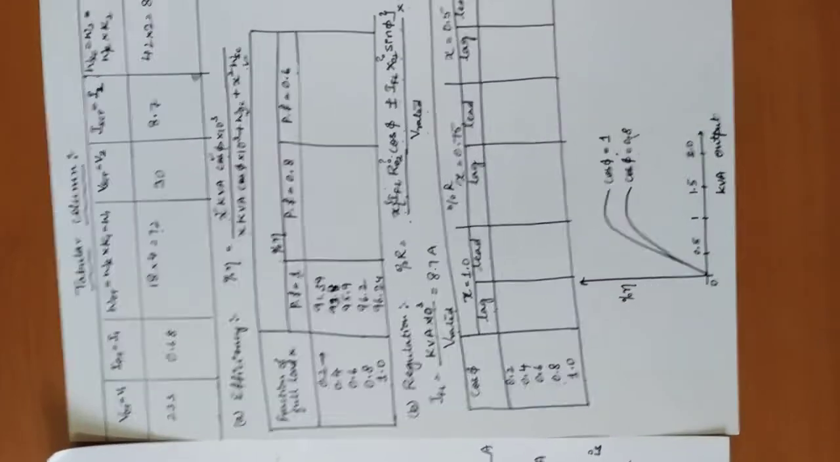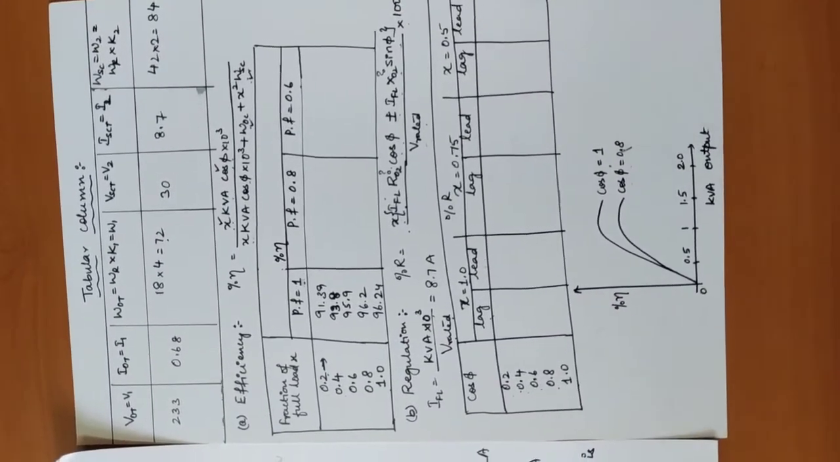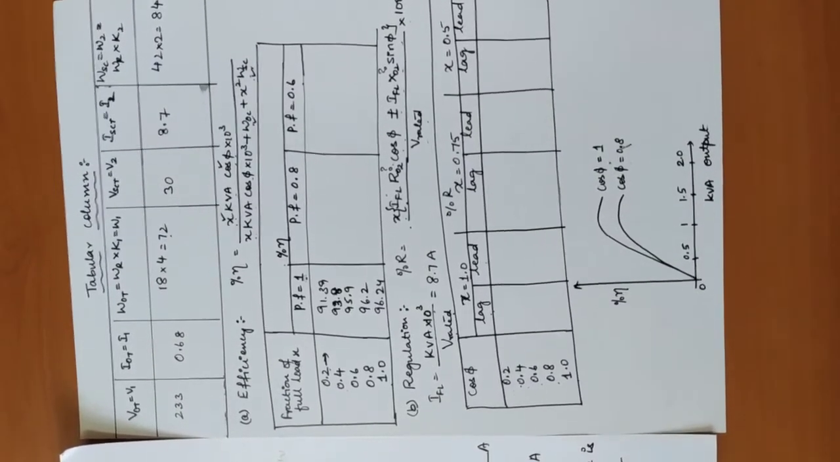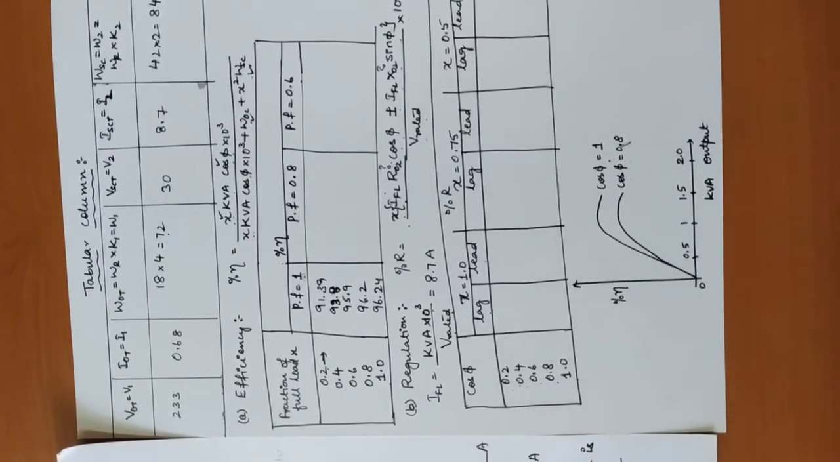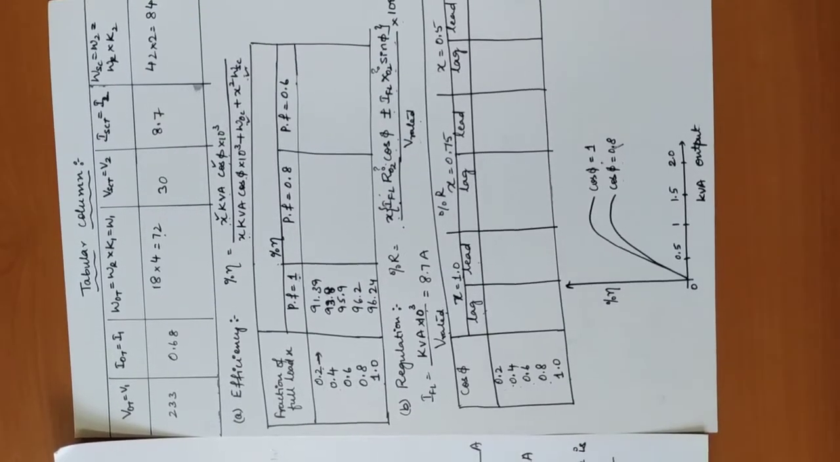So finally, the result will be that the Sumpner's test on similar transformers is conducted, the combined and individual transformer efficiency is also determined, and the graph of efficiency versus kVA output is drawn for different values of power factor. In this test, there is one more question.